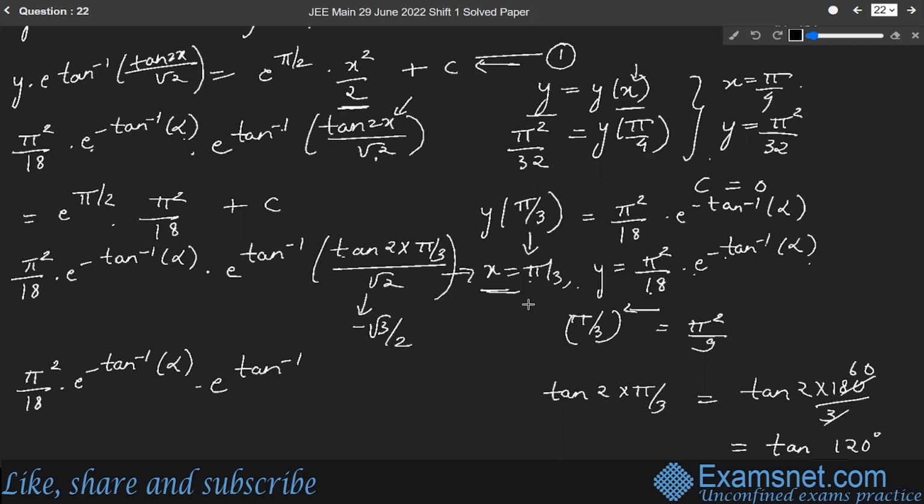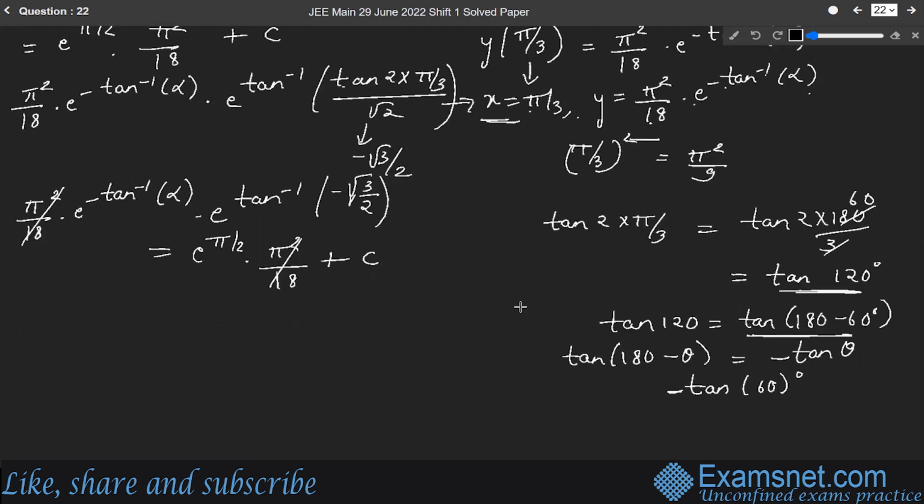What is the value? It is minus root 3 by 2. Okay, this is the value, and this is the left hand side. Now this will be equal to the right hand side. What is the right hand side? Right hand side is e power π/2 into π²/18 plus c. All right. Now, if we look carefully, π²/18 and π²/18 will be cancelled, right?